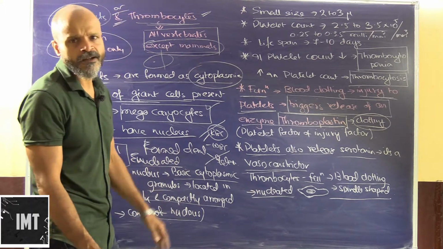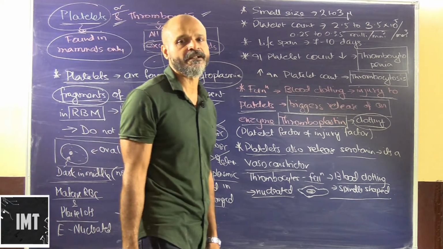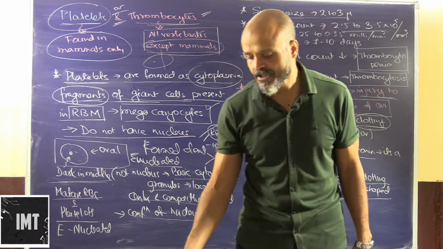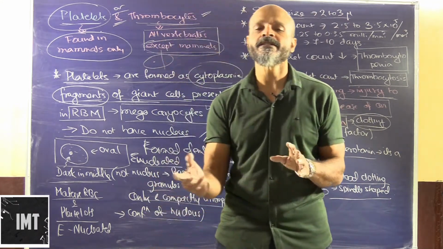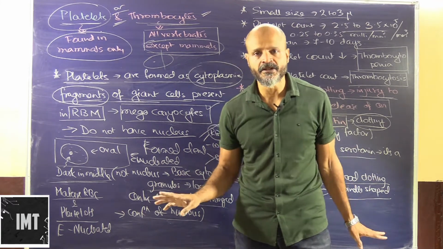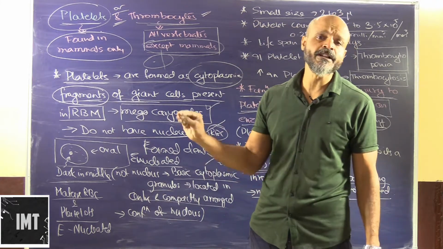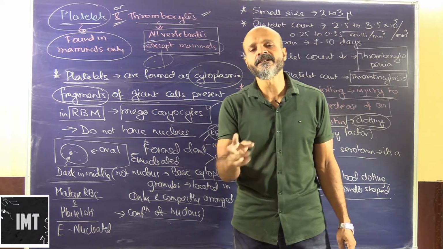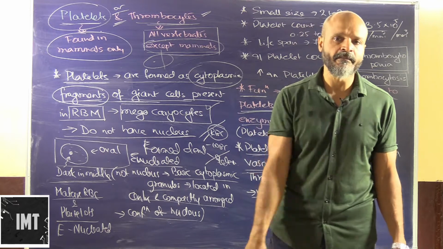Okay, so these are some basic differences between thrombocytes and platelets. They perform the exact same function of blood clotting. It's just that one contains a nucleus, the other one doesn't. One has an oval shape, the other one is spindle shaped. So these are some basic differences. One is present in only mammals, and the other one is present in all vertebrates except mammals. Okay.